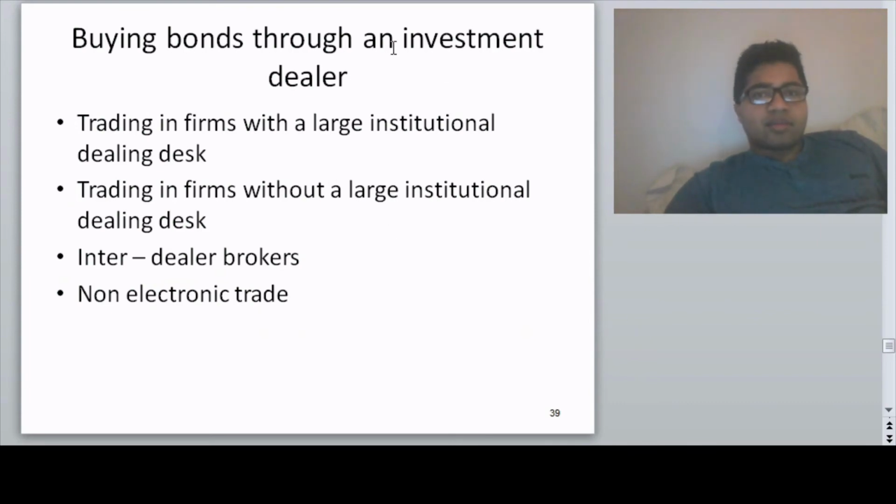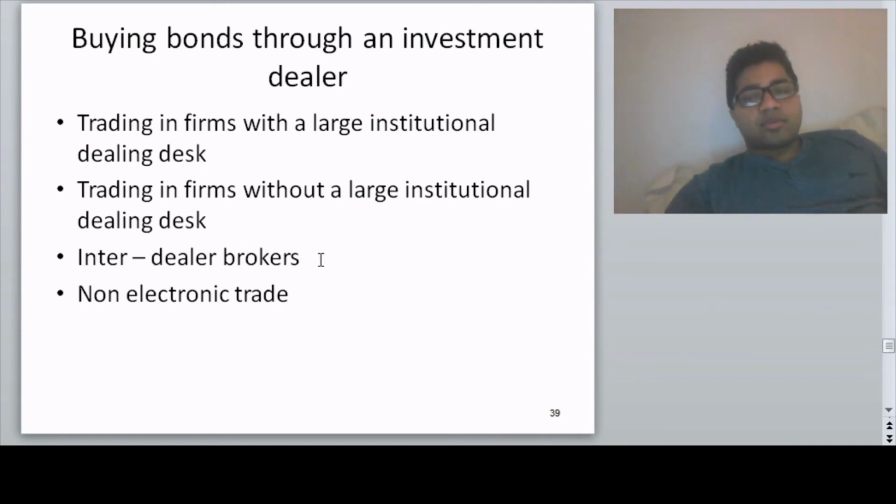So trading, buying bonds through an investment dealer. You can trade in firms with a large institutional dealing desk. You can trade in firms without a large institutional trading desk. Then there are inter-dealer brokers and there are non-electronic trades. So what is the advantage of trading in firms with an institutional dealing desk versus not? Institutional dealing desk means these firms have inventory, so they can fulfill the demand for bonds from their own inventory. So it is better to deal with firms that have an institutional dealing desk.